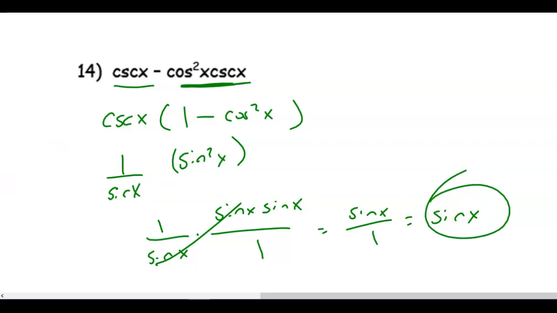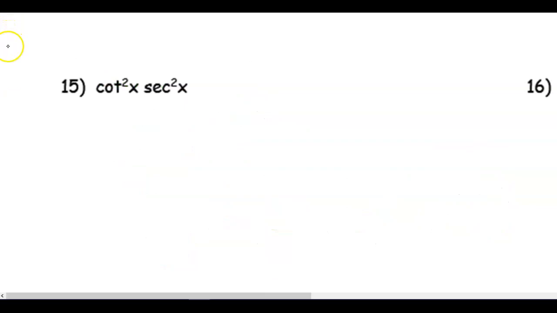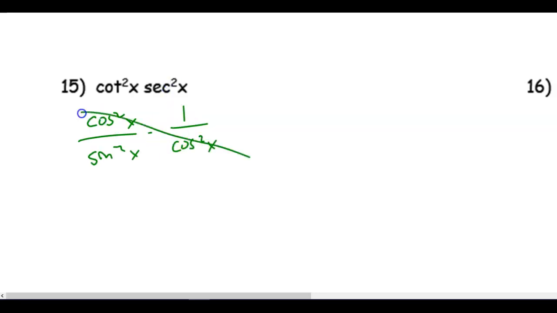Alright, let's keep it going to the back side. Cotangent squared times secant squared. Well, cotangent squared is cosine squared over sine squared. And secant squared is 1 over cosine squared. So the result is 1 over sine squared, which equals cosecant squared.